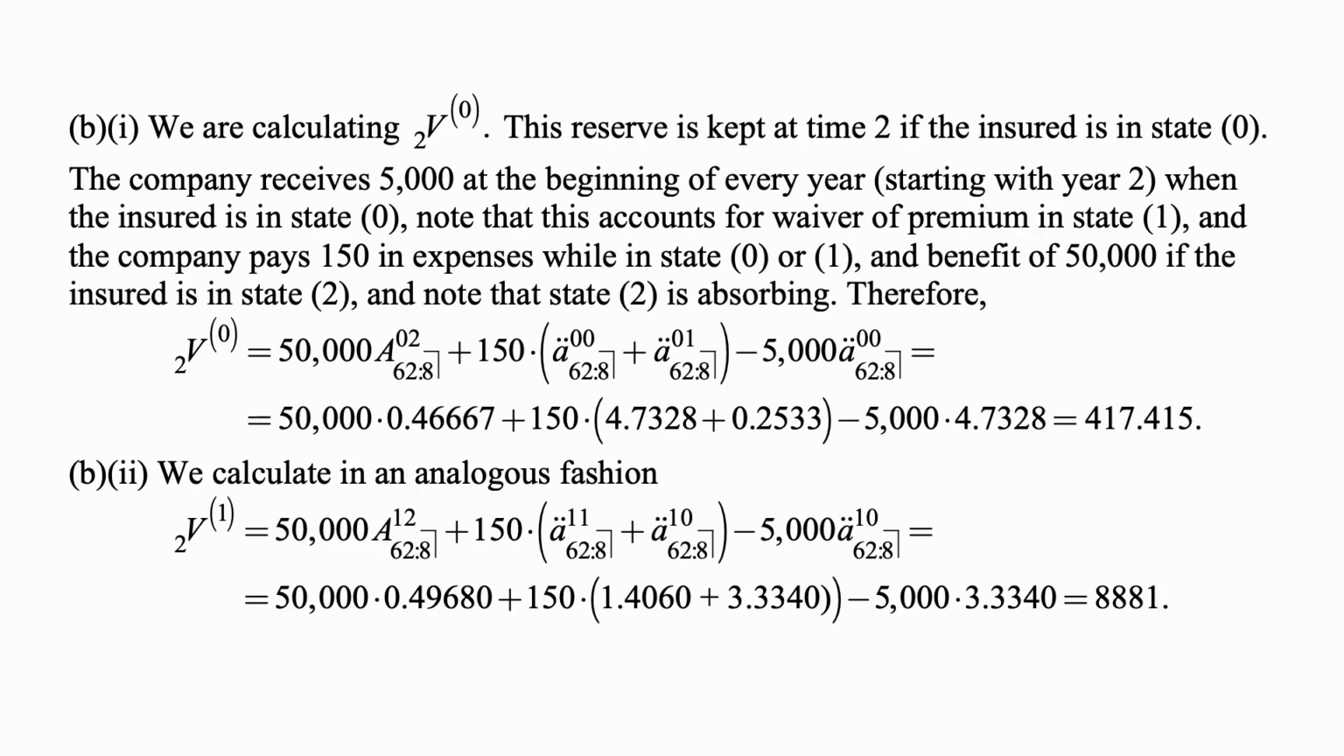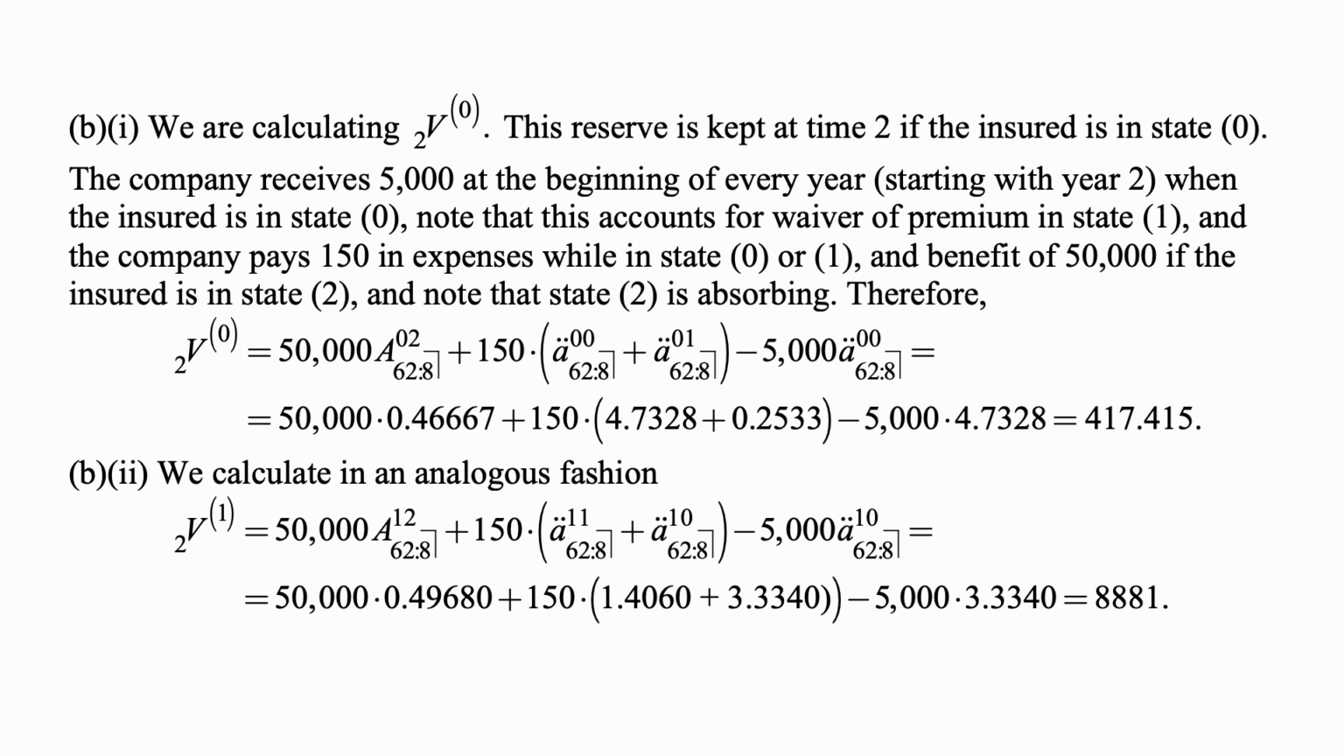For Part B, Part 1, we are calculating 2v0. This reserve is kept at time 2 if the insured is in state 0. The company receives 5,000 at the beginning of every year, starting with year 2, and we're looking at that moment in time, year 2. When the insured is in state 0, note that this accounts for waiver of premium state 1, because there is no premium paid then, so that's the only time to get the premium is if the insured is in state 0. And the company pays 150 in expenses while in state 0 or 1, and benefits of 50,000 if the insured is in state 2, and note also that state 2 is absorbing, so it effectively ends the policy.